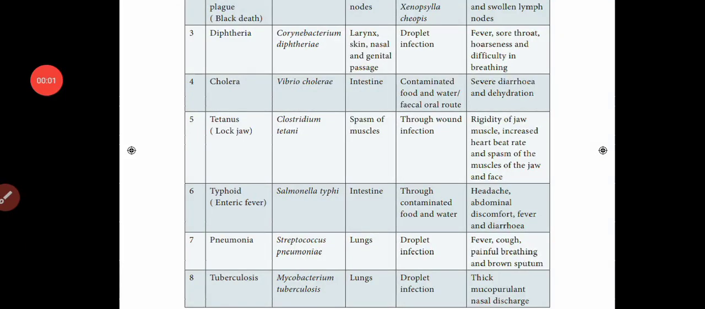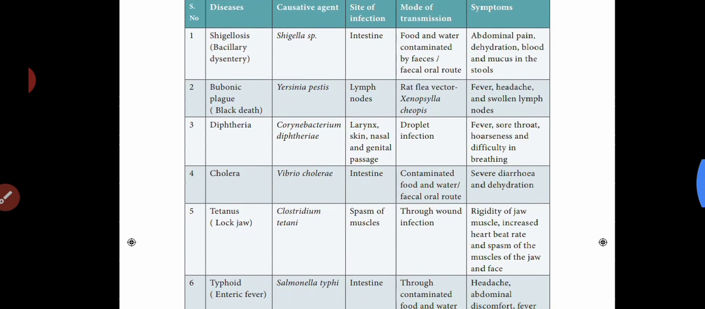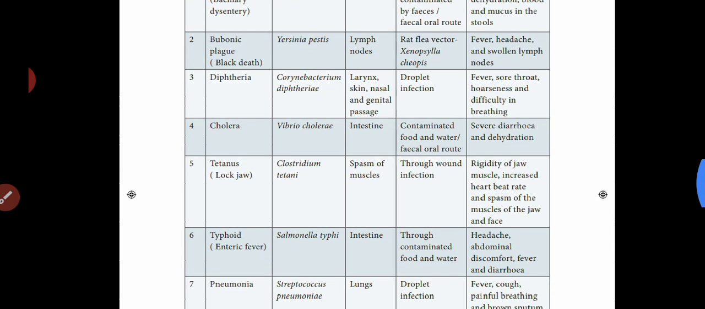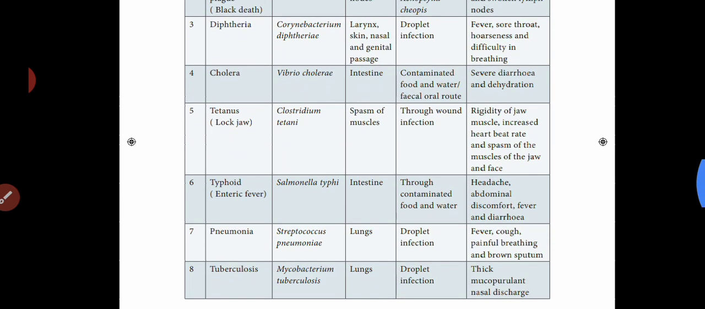You will learn bacterial diseases. Okay, so first, in the first video, we will send the message for that. So bacterial diseases, the 3 bacterial diseases. What are they? First one Shingles, second one bubonic plague, diphtheria, cholera.